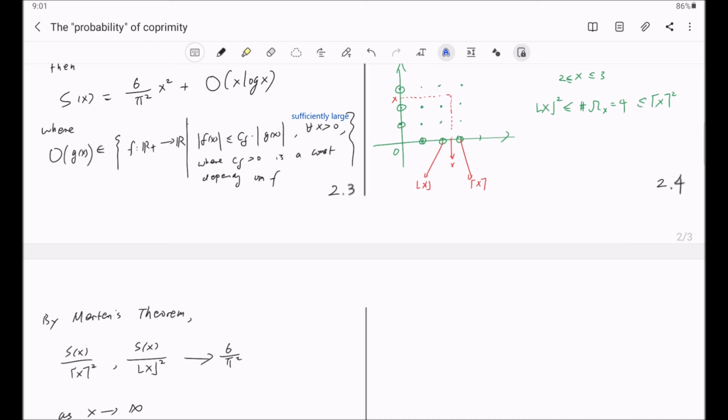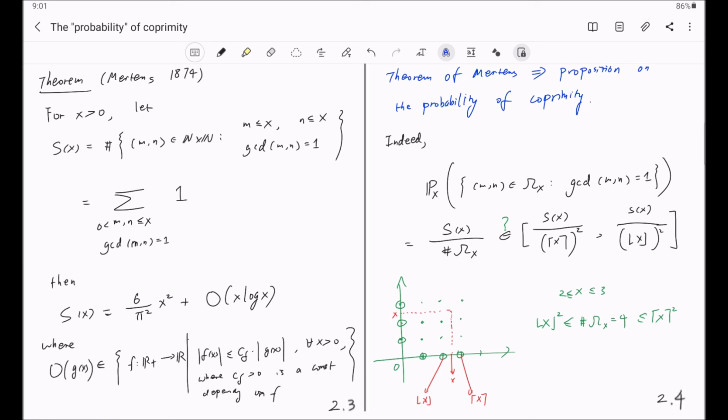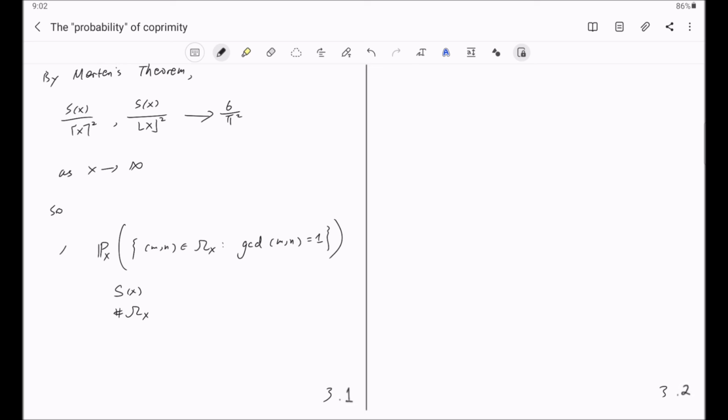From this asymptotic formula, notice that x squared divided by ceiling of x squared and floor of x squared will both become 1 as x goes to infinity. And as a result, this probability we want to study will become 6 over pi squared when you take the limit as x goes to infinity. So the limit of this guy as x goes to infinity will be equal to 6 over pi squared. And this finishes the verification of our proposition on the probability of coprimality from Mertens' theorem.